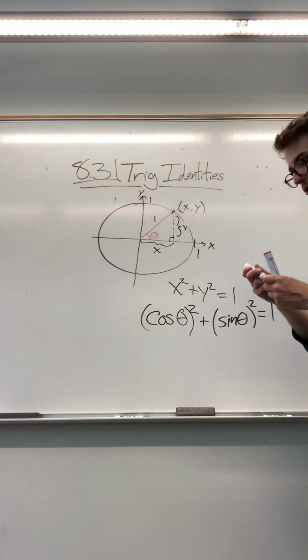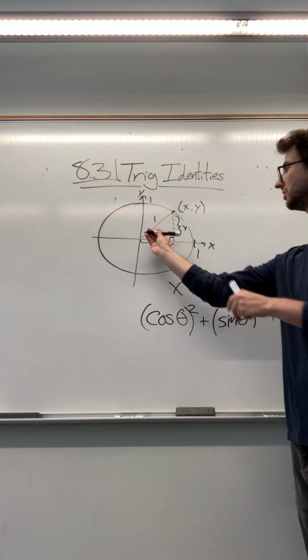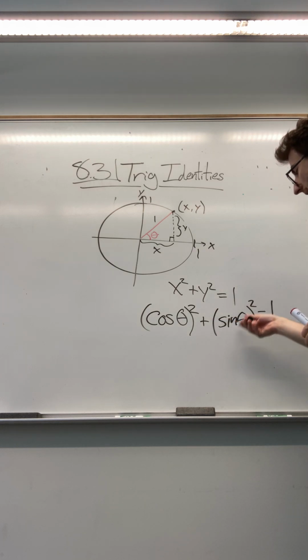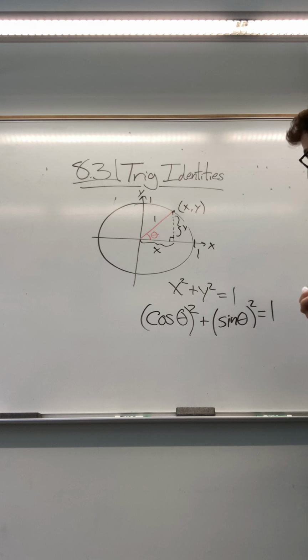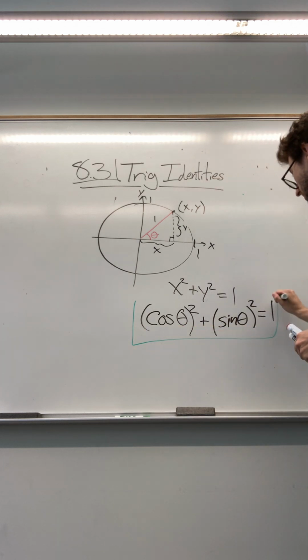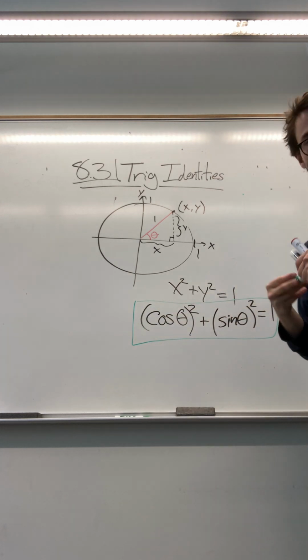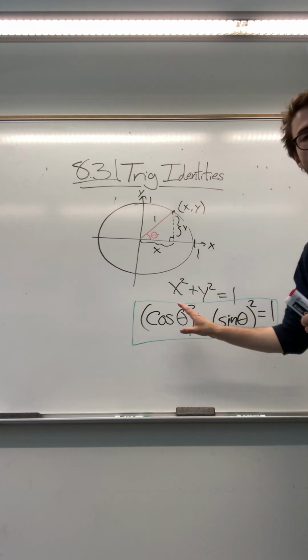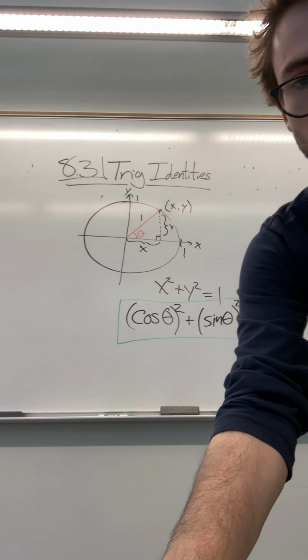Any theta that you sweep out in this circle, if you take the cosine and square it, and you add it to the sine that's squared, you'll always just get 1. So this is an example of an identity. Always, always true. And so, by virtue of it being an identity, we can maneuver it around. We can go back and forth.